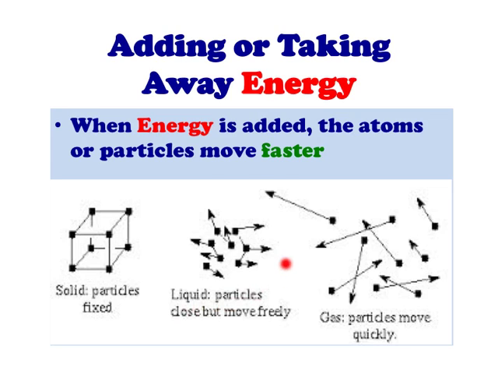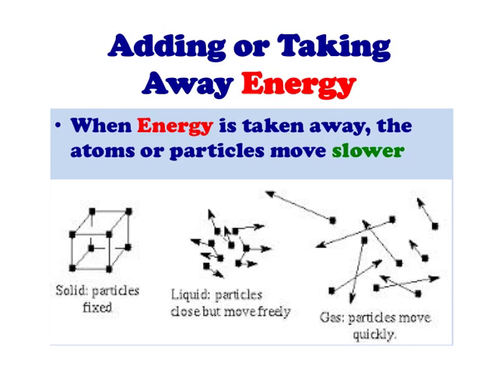So now they're moving more freely and flowing around each other. And if more energy or heat is added, those gases are just zooming around. A whole lot of energy and need a whole lot of space and become less dense. When energy or heat is taken away, then the atoms and particles move slower.